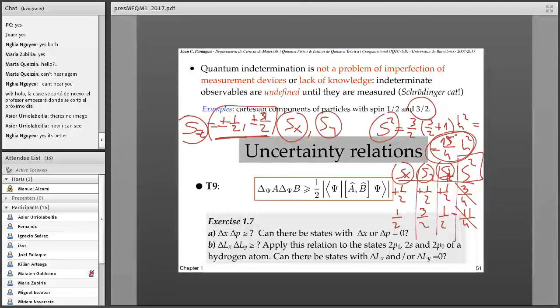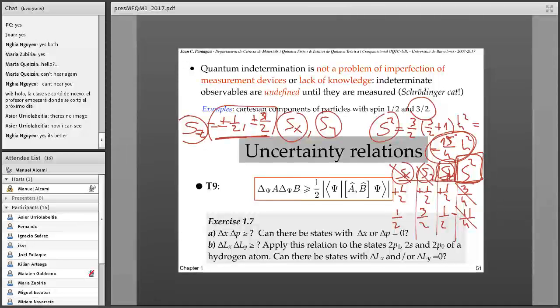So the conclusion is that it's not a lack of knowledge of the value taken by these three properties. In fact, we can have states in which we know S squared and we know, say, SZ. But then these two properties, in a certain sense, have no existence. They have no value between the allowed values that we can check experimentally. So it's rather strange. When a property in quantum mechanics is undeterminate, in a certain sense, it is not defined. It's not a lack of knowledge about the value it has. It has not a value.